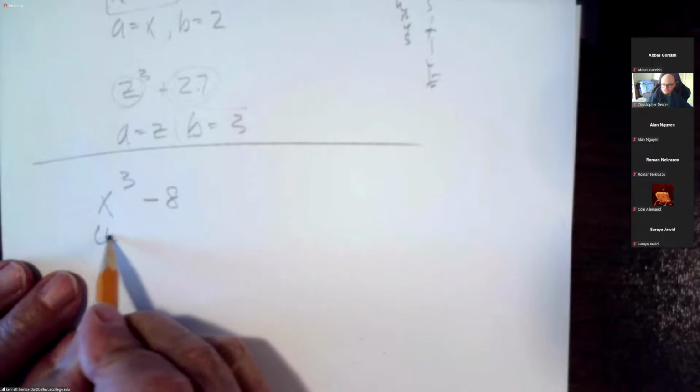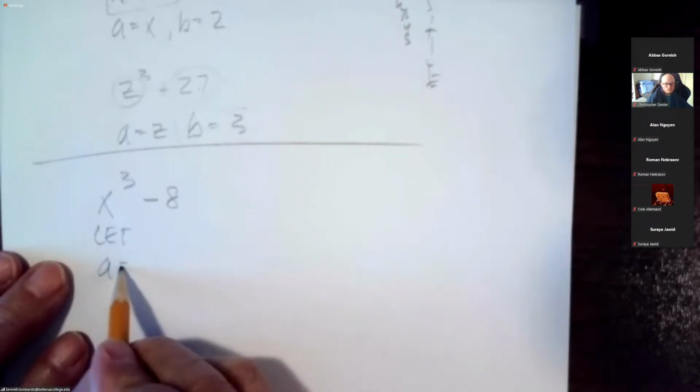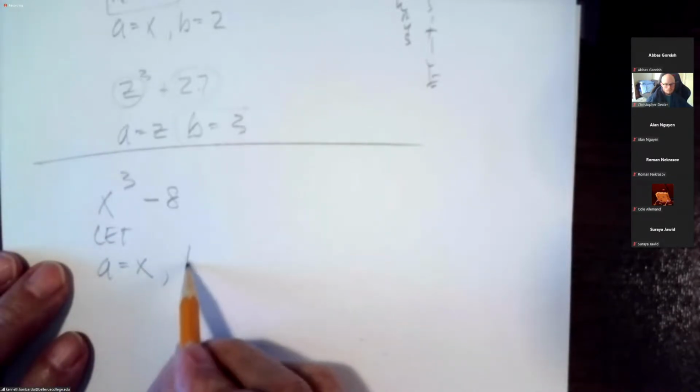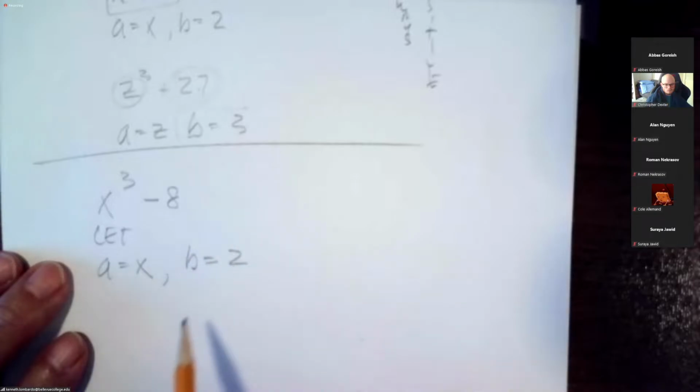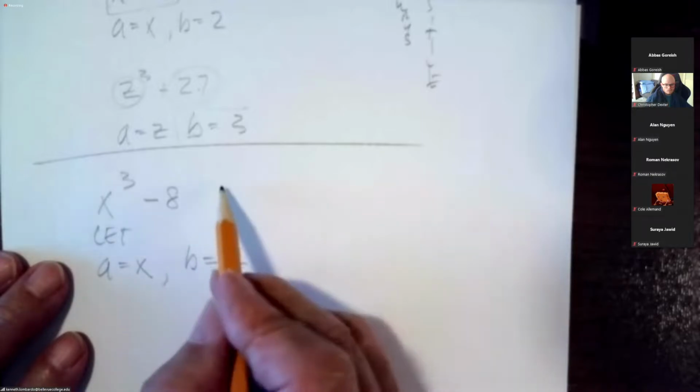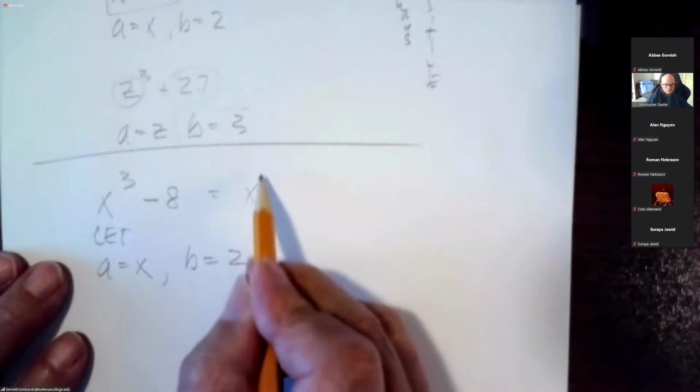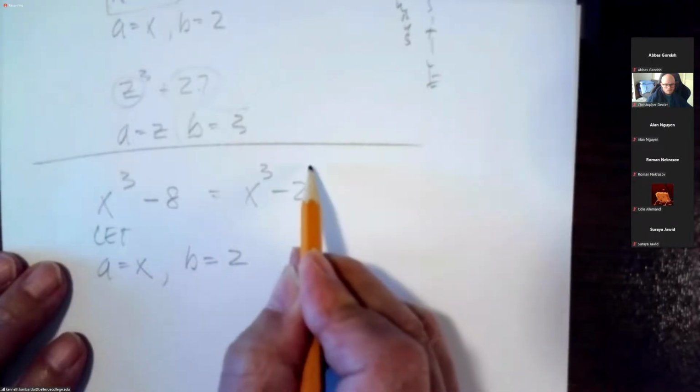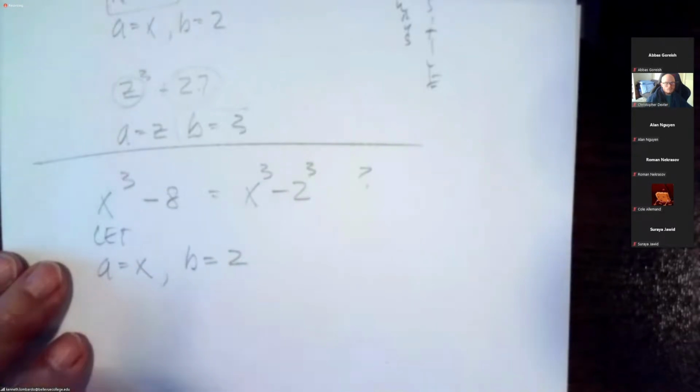All right. If we let a equal x and we let b equal 2, then how can I write this? Could I write that as x cubed minus 2 cubed? Is that the same?